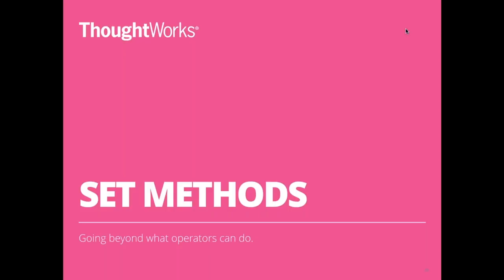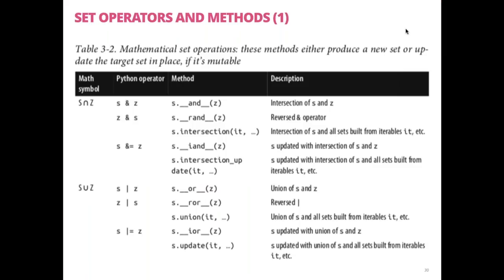So let's talk about the set methods that are implemented by the set types in Python. What you see here is a table from my book, Fluent Python. On the first column, you see the math symbol of the operation. In the second column, you see the Python operators that implement that. In the third column, you see the methods that do the same thing.